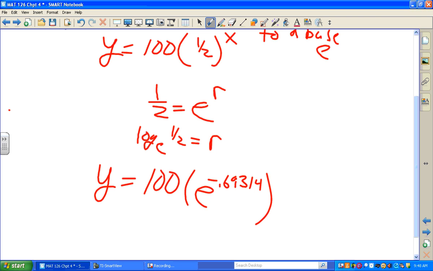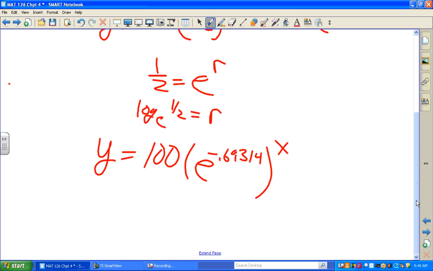So now, all I did was I took a half and I rewrote it with a base of e. If you punch this on the calculator, you get a half. The question says, now you've done this, what is the decay rate?